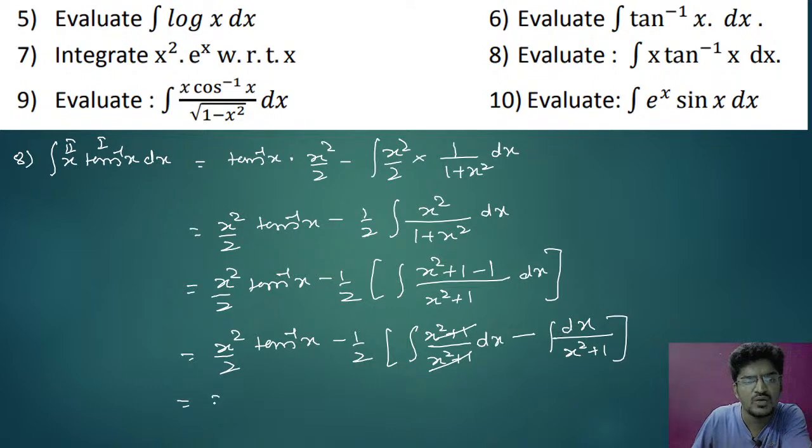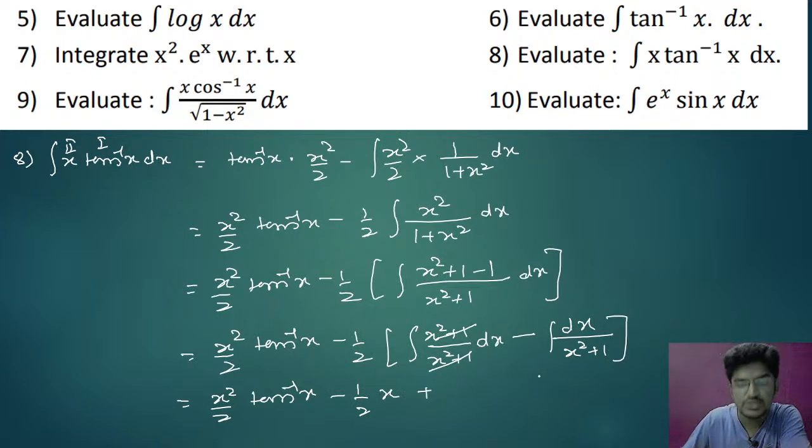So it will be now x square by 2 tan inverse x minus 1 by 2 into integration of 1 is x, minus into minus is plus, integration of dx divided by x square plus 1 is tan inverse x. So that will be 1 by 2 into tan inverse x plus c.